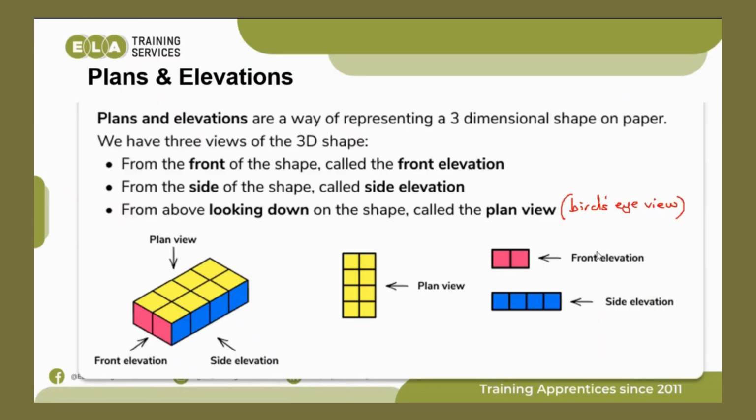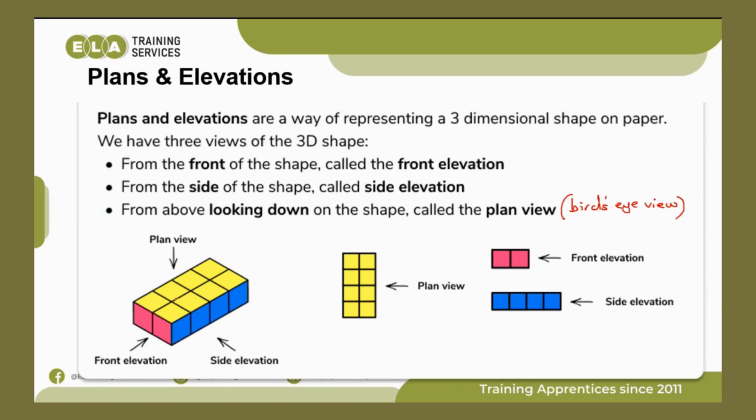So our next topic that we are going to look at is plans and elevations. Plans and elevations are a way of representing a three-dimensional shape on paper. We have three views of the 3D shape. From the front of the shape, we call this, what would be the pink, the front elevation, so what you can see from the front. From the side of the shape, we call this the side elevation, so that's what's in blue. And then from above looking down at the shape, what we can also call a bird's eye view, which is in yellow, is the plan view.